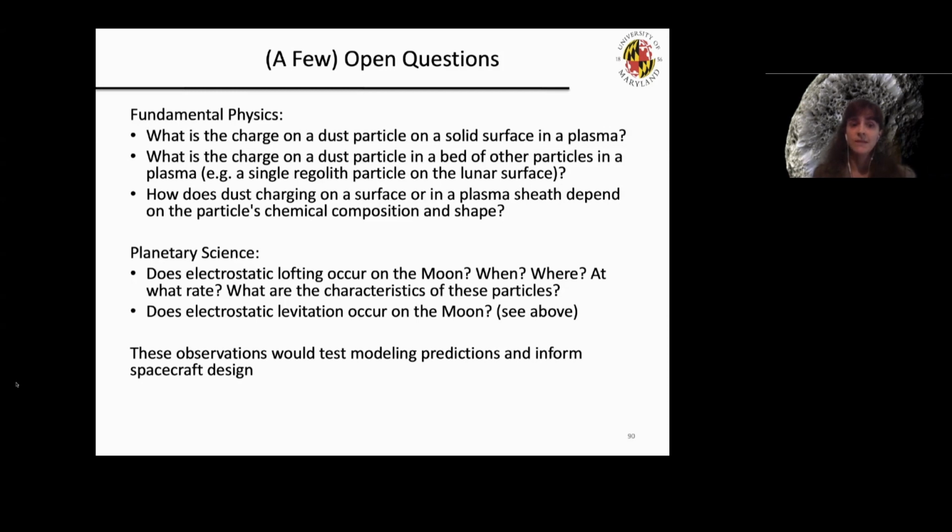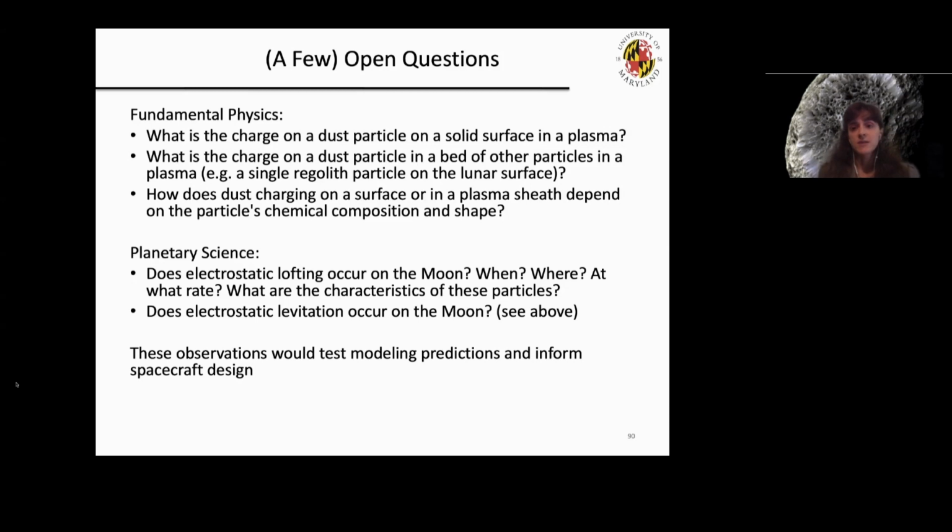the moon. And then we get into improving these models by looking at dependencies on particles' chemical composition and shape. Right now there's so much uncertainty in our models of charging that we really haven't done very much looking at how a particle's chemistry and shape influence the charging or influence the lofting or levitation behavior. So these are really fundamental physics questions that could be answered on the lunar surface.